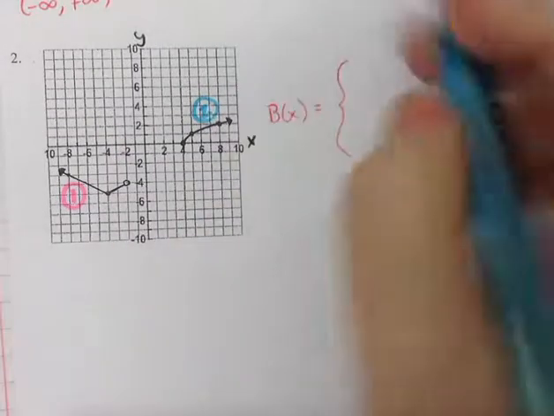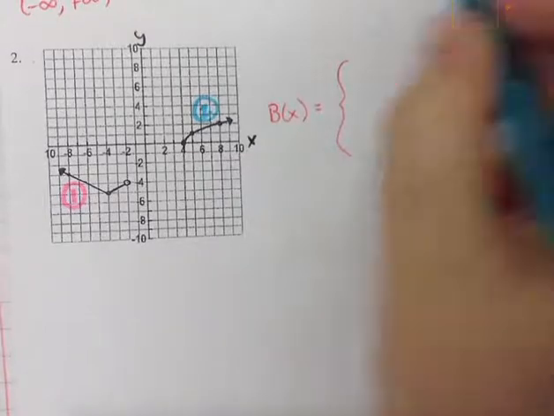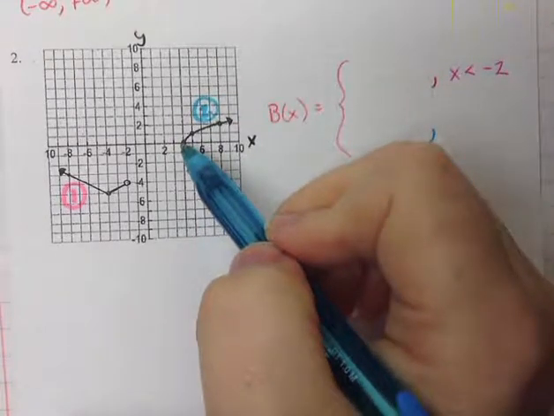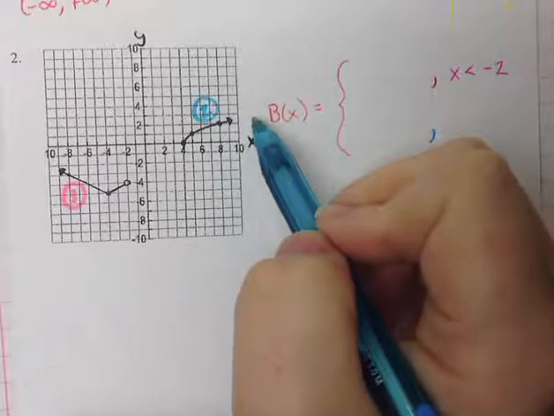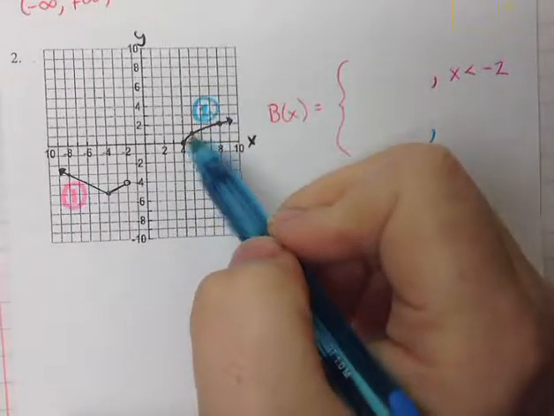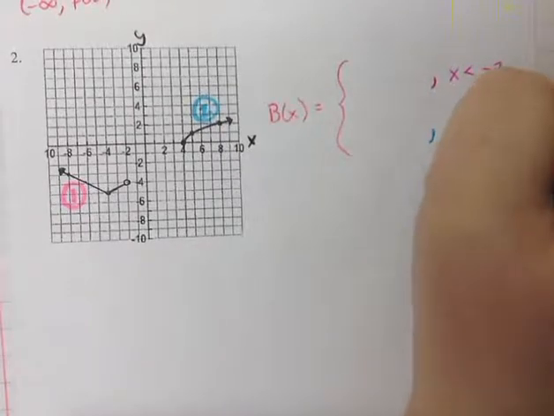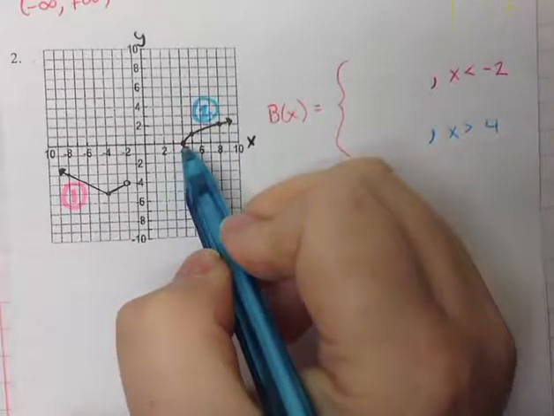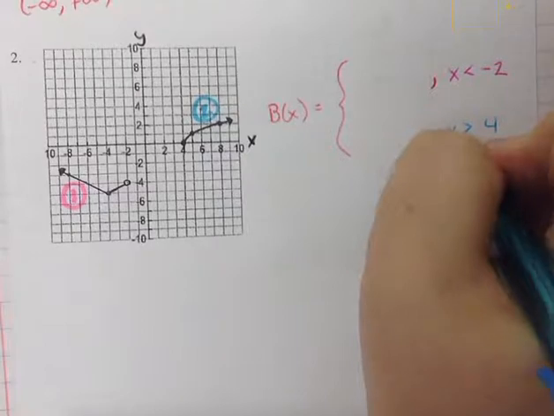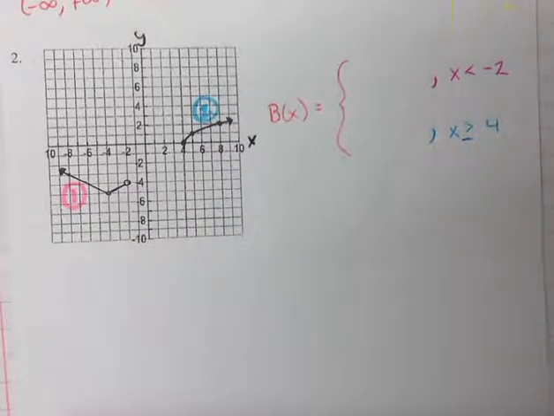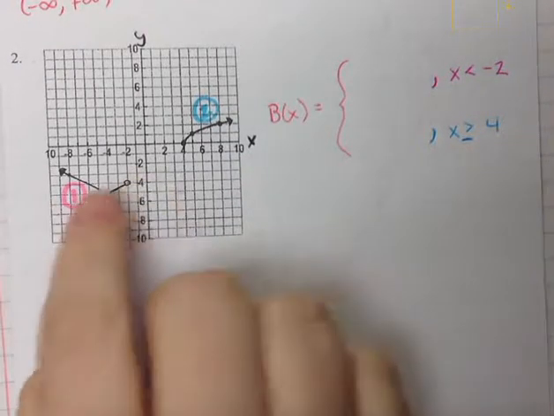For the blue one, I'm going to have my comma. My first x value is 4, and then it goes to a positive infinity, so I'm going to have a greater than. So I'm going to have x is greater than that positive 4. Since it is closed on the 4, it'll be greater than or equal to that positive 4. So now we can go find the equations.